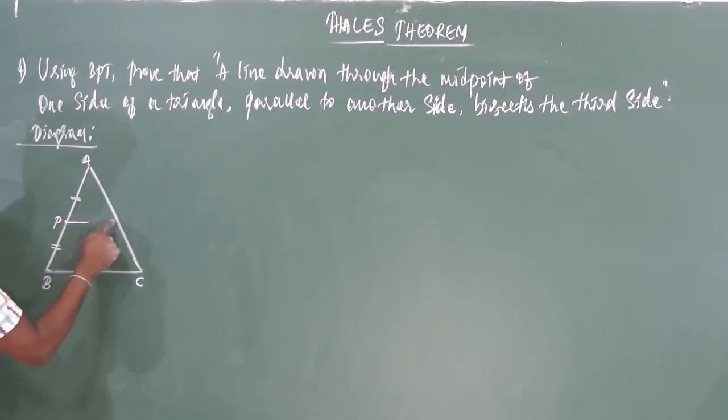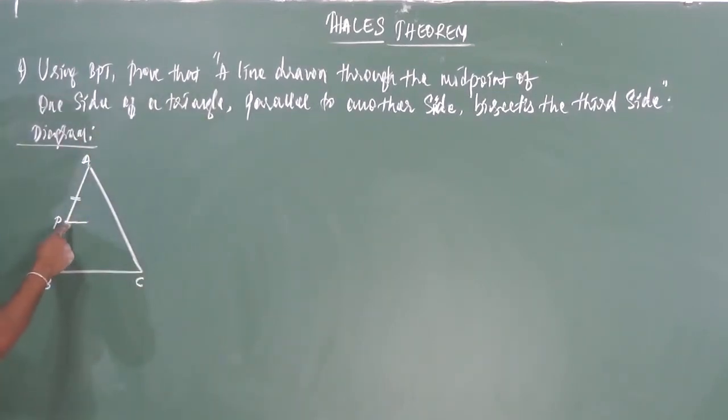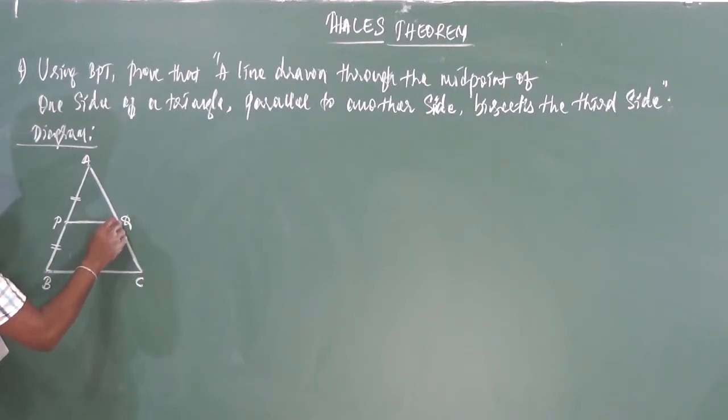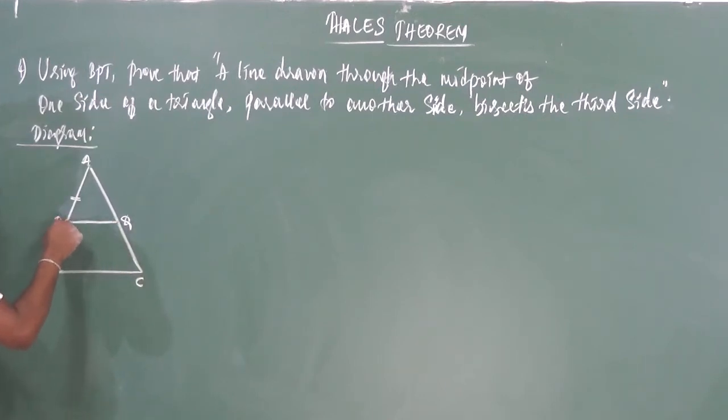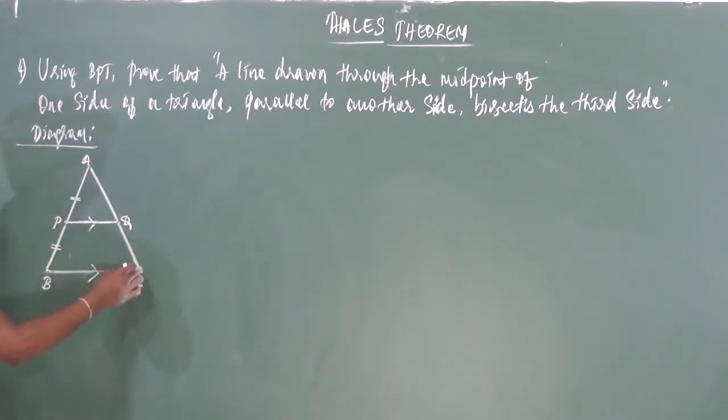From this point I am going to draw a line in such a way that it becomes parallel to this side. I can draw it parallel to this side, not to that side. So the line proceeds further and bisects the third side. This becomes the third side. We have to prove that it meets AC at point Q, that is, AQ is equal to QC, or Q is the midpoint of AC.